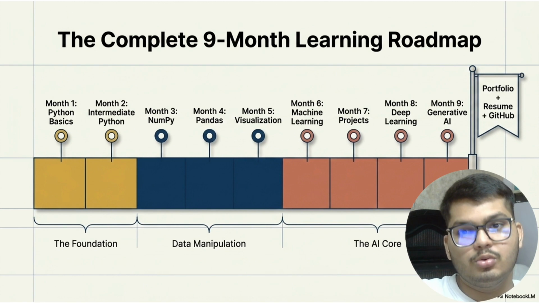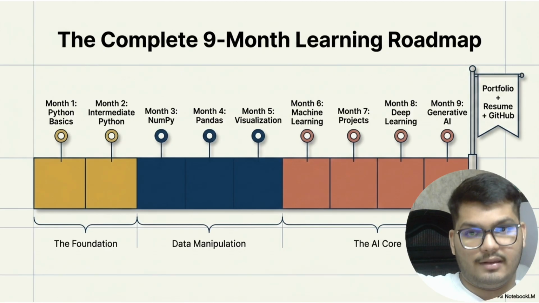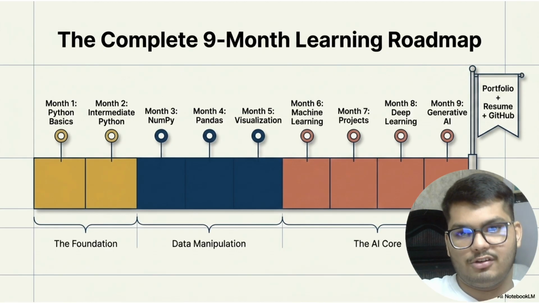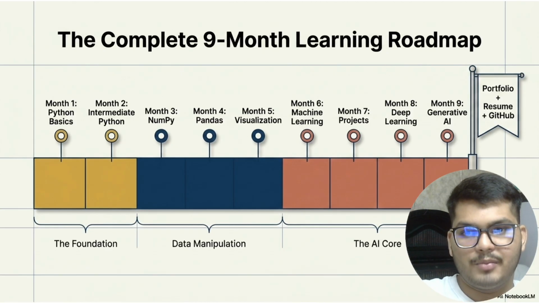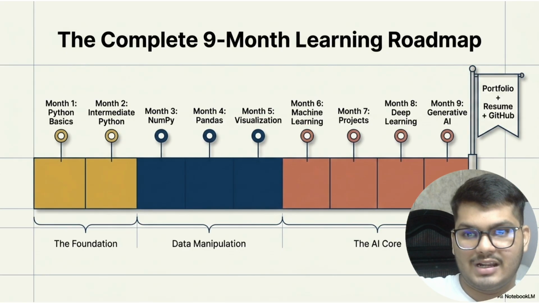Then month 2 is intermediate Python, and then month 3 is advanced Python, that is NumPy, Pandas, and visualization. So in the next 5 months you will be a master in Python, because you have learned the foundations and the data manipulation.